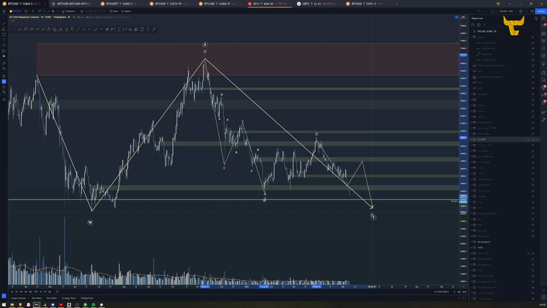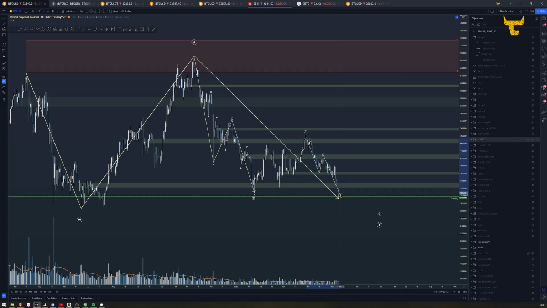WXY. So in that case, we could have a Y finishing here. No, still making a higher low. The market seems a bit weak for this, but I mean, why not? That would mean we are finishing an ABC here. Anyhow, this ABC finish, we're going to zoom in a bit after to see what makes the most sense. It can finish here or a bit lower.